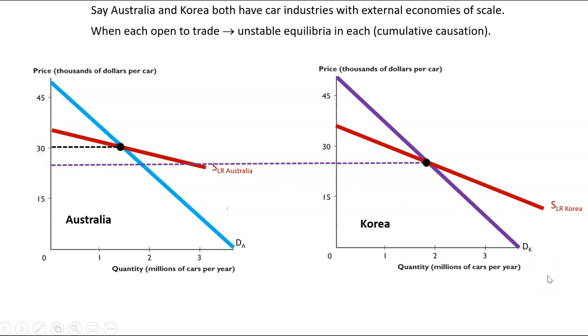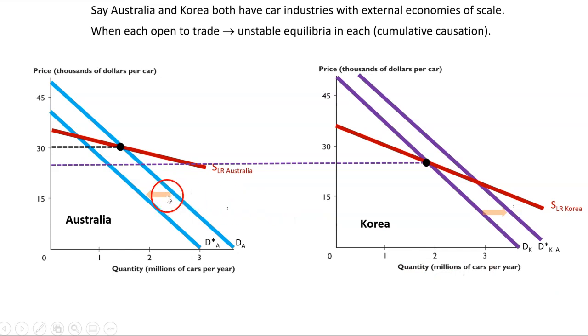What do you think's going to happen if Australians and Koreans can choose which car they buy, irrespective of the country it's produced in? Then we would expect Australians to decrease their demand for Australian cars and increase their demand for Korean cars. So some of the demand in Australia is lost to the Korean market. So we can see here we've moved from Korea's demand to Korea plus Australia. We've added some Australian demand to its industry.